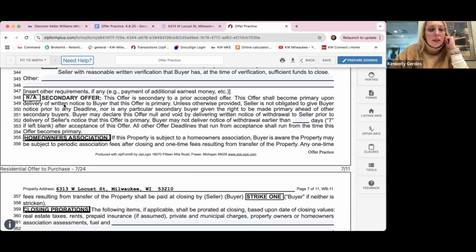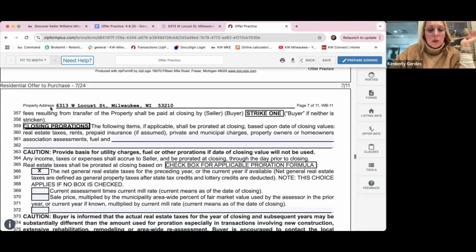We are not writing as a secondary offer, meaning we're writing to be in the primary position. You would know if you were writing as a secondary offer because the house would already be under contract. And maybe a seller is looking to get a backup offer ready to go in the event the primary offer falls through. But we are not today, so I'm going to speed through that.